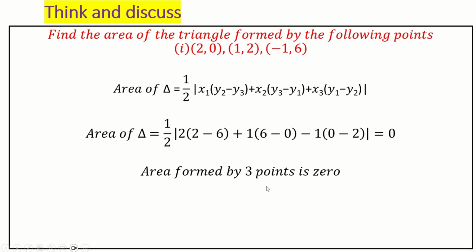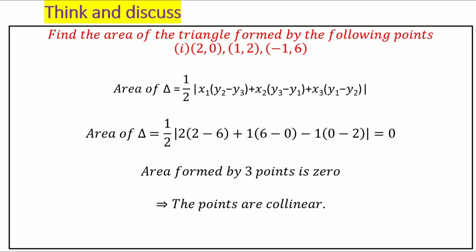We substitute all the values carefully. So the observation is that the area formed by these 3 points is 0. What is the meaning of this? The meaning is basically that the three points are on the same line. That means they are collinear.